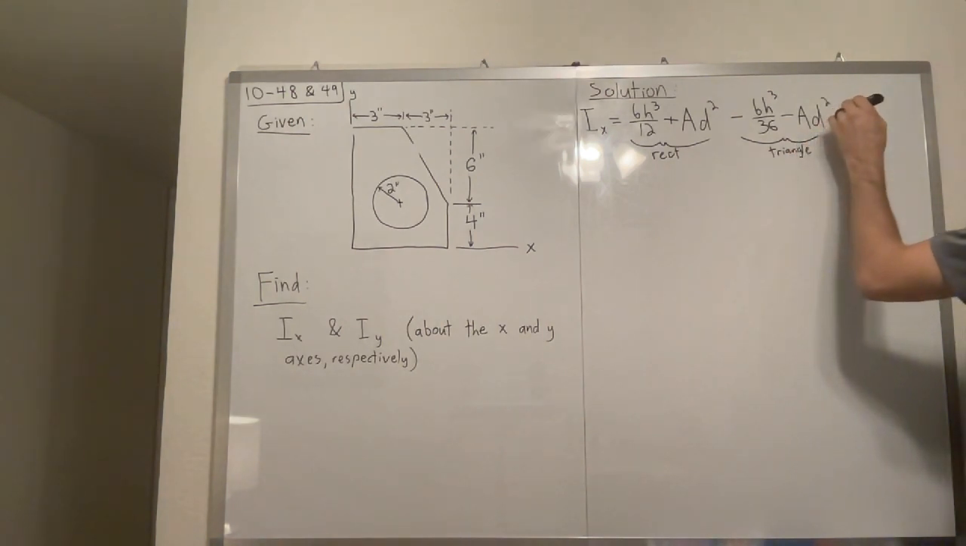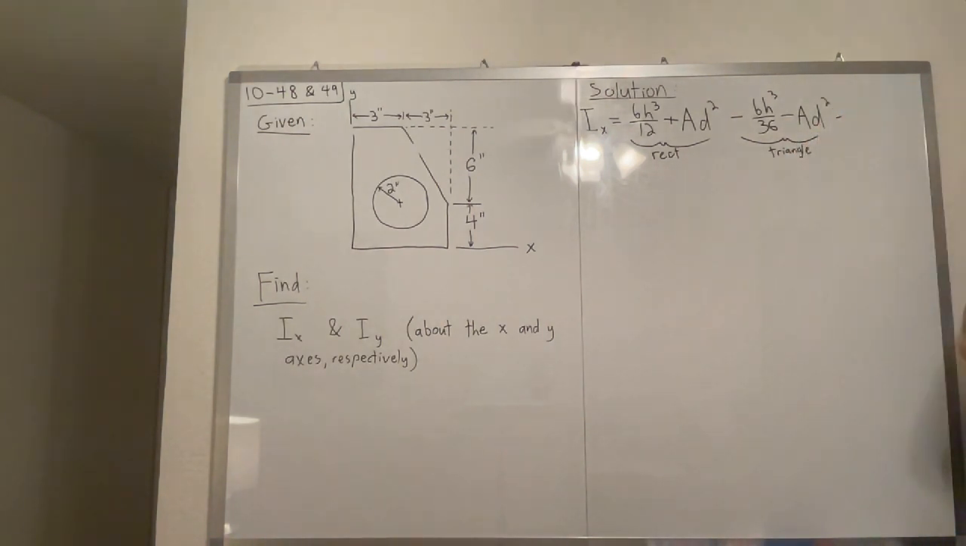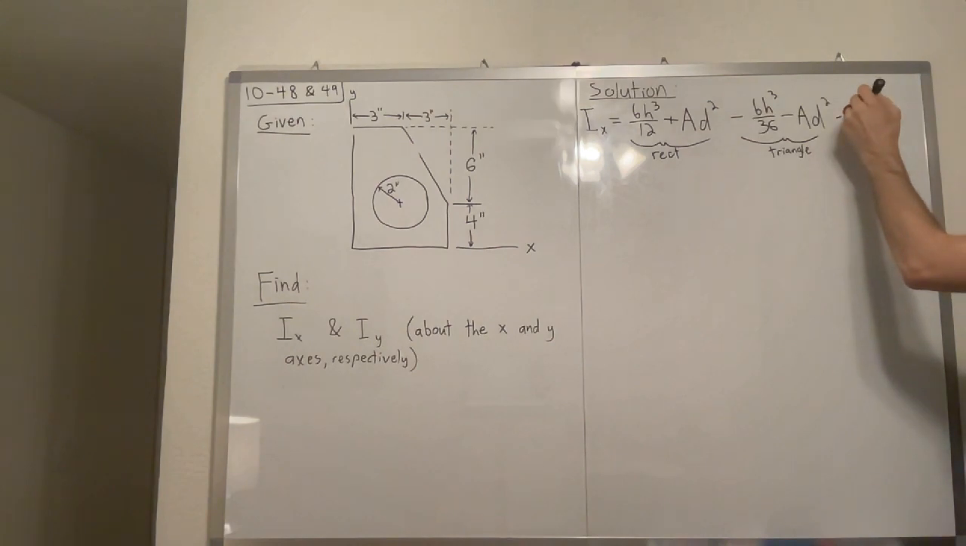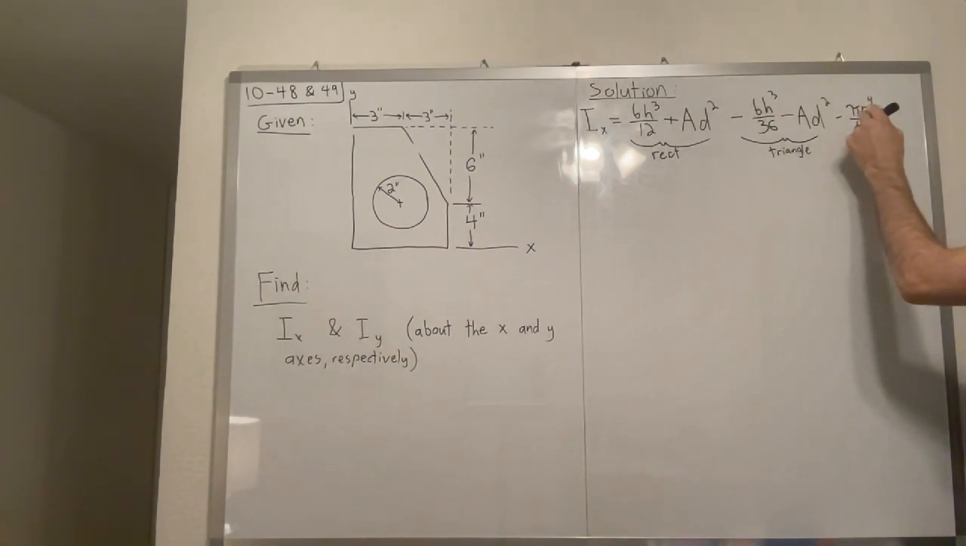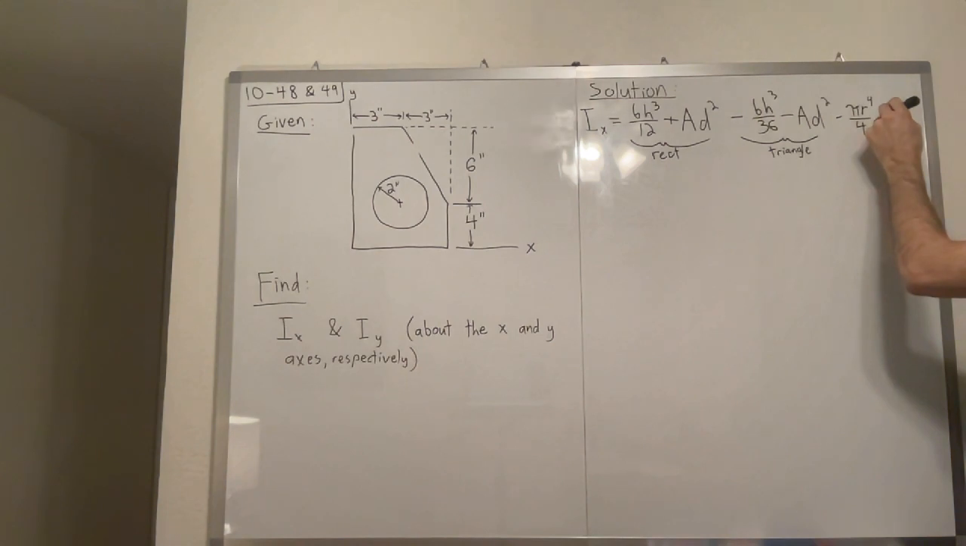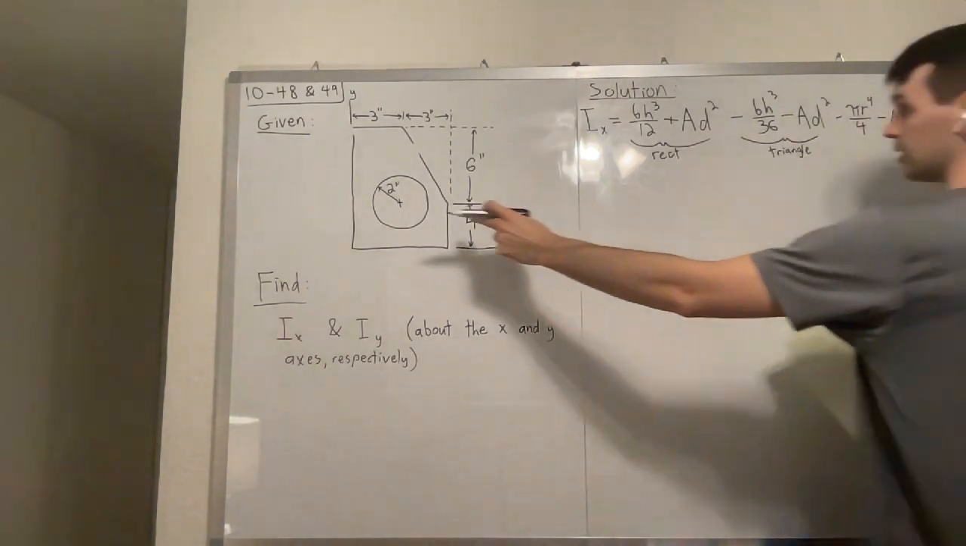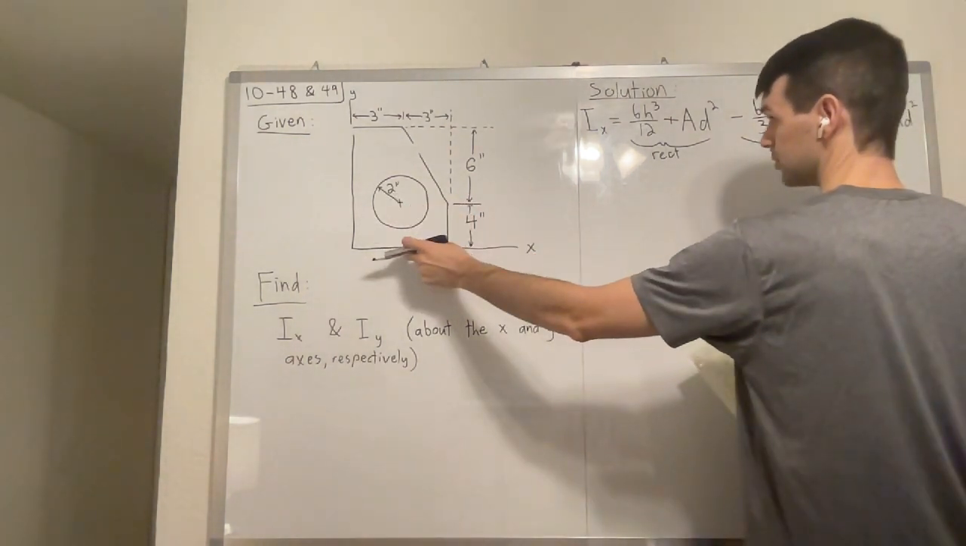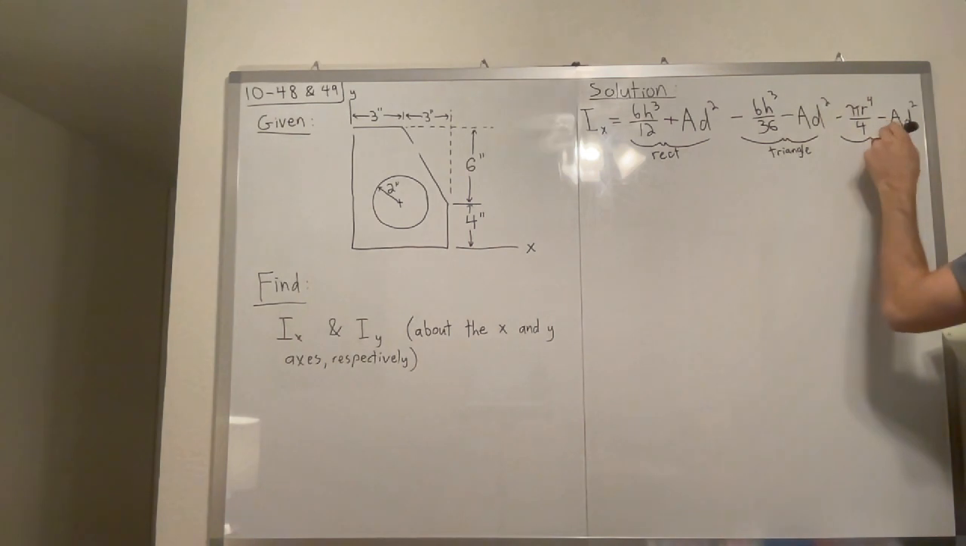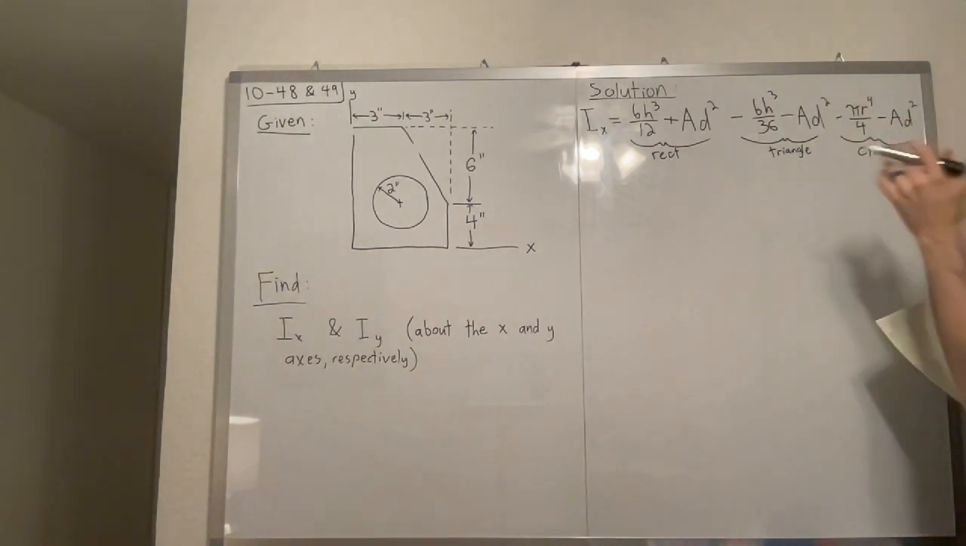And then finally for the circle, the moment of inertia of a circle about its center is pi r to the fourth divided by 4, and we need to take its parallel axis shift. So that's, again, area of the circle times its distance squared from the center of the circle to the x-axis. So let's actually plug in the numbers.